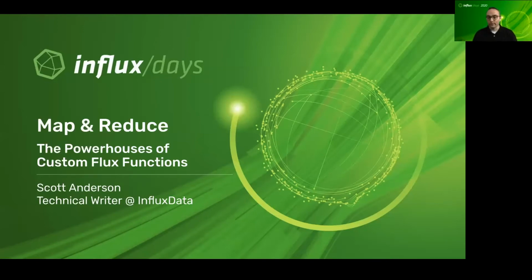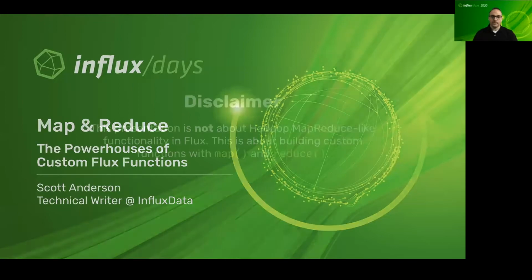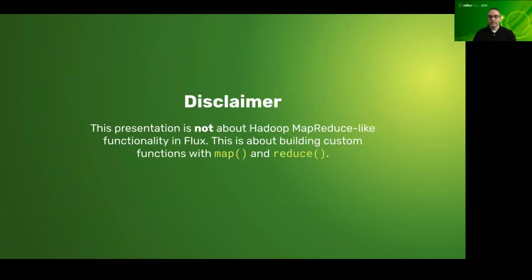I hope you're enjoying it so far, and I'm glad you decided to watch or listen or just participate in my presentation today. Today I'm going to talk about map and reduce, two transformations that allow you to build really powerful custom Flux functions. Disclaimer: there's been some confusion about the title of this presentation. This is not about Hadoop MapReduce-like functionality in Flux. This is about two functions or transformations that you use to build powerful custom Flux transformations.